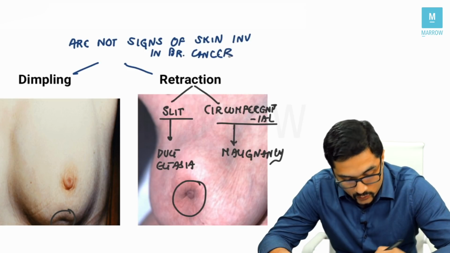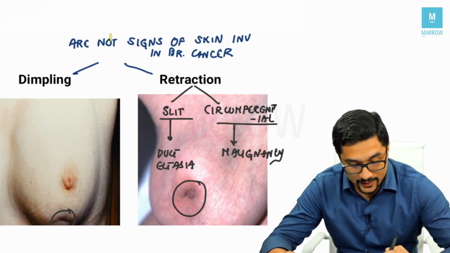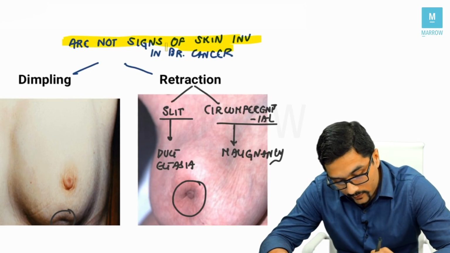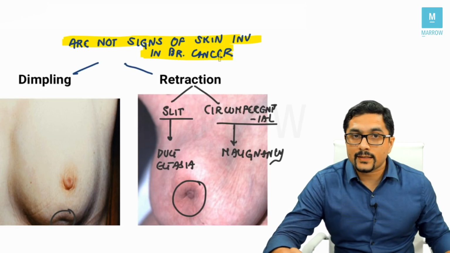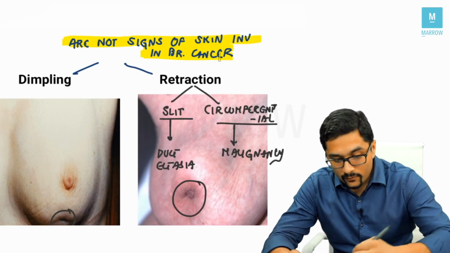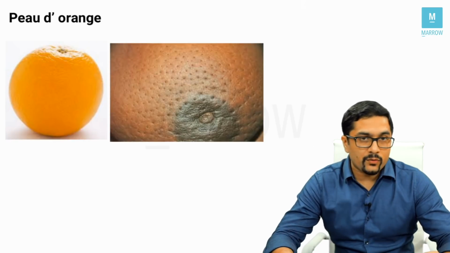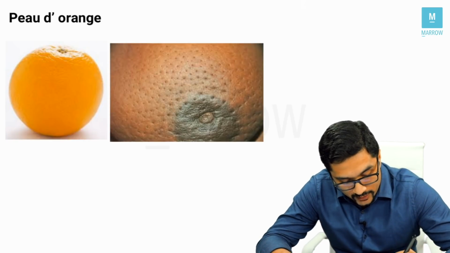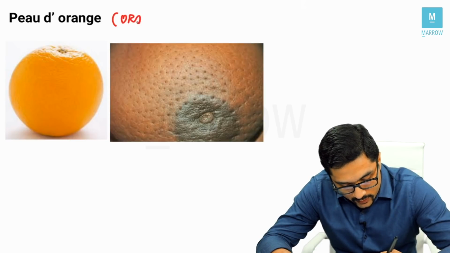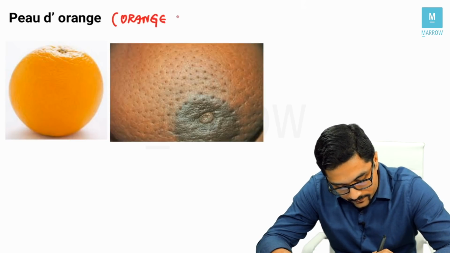And I will explain to you this statement when I talk about the staging of breast cancer. I'll tell you the importance of this statement, but I want you to remember that dimpling and retraction don't make it skin involvement in breast cancer. The third sign, which is also asked quite frequently, is peau d'orange. This is orange peel appearance.